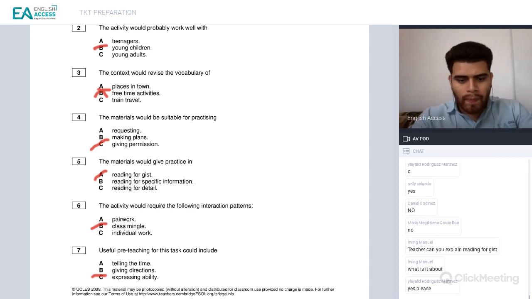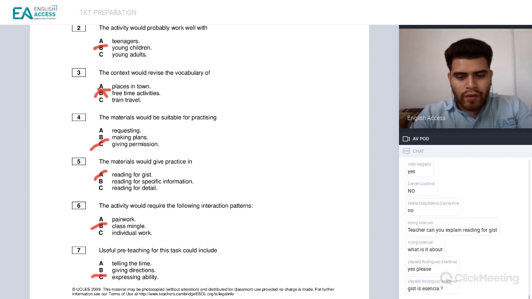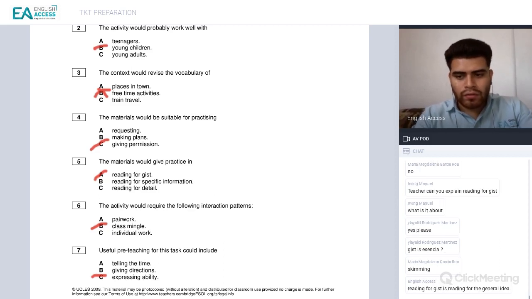Yeah, reading for a gist is reading for the general idea. It is like skimming, exactly.